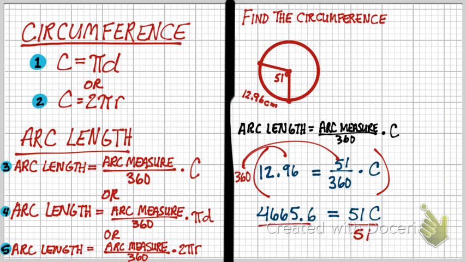Now, if I divide both sides by 51, I will know the circumference. And so the circumference of this circle with an arc length of 12.96 centimeters and an arc measure of 51 degrees is 91.48 centimeters.